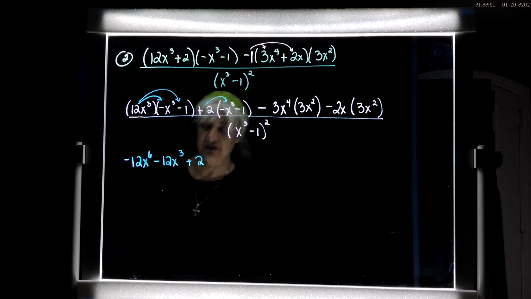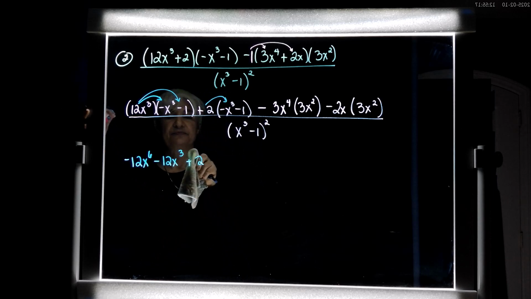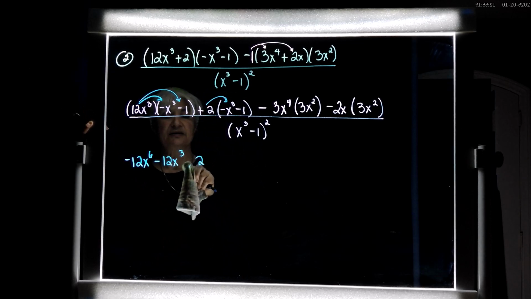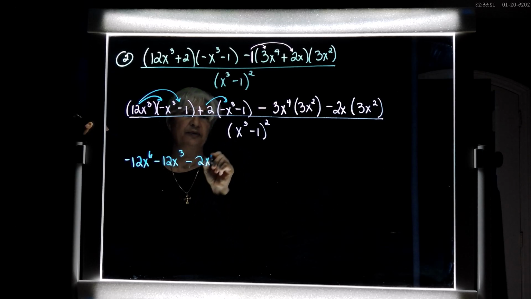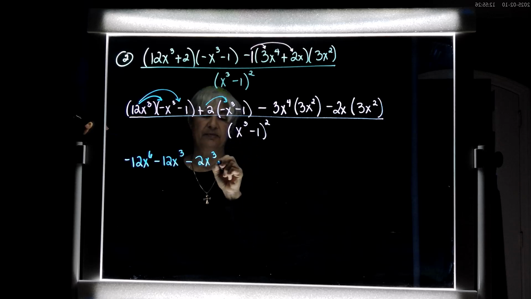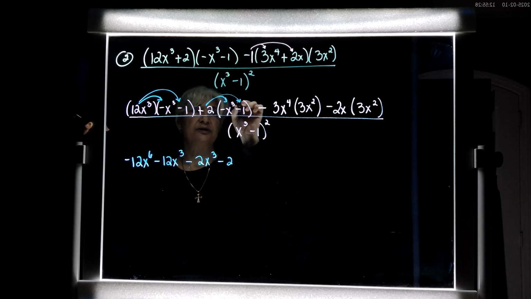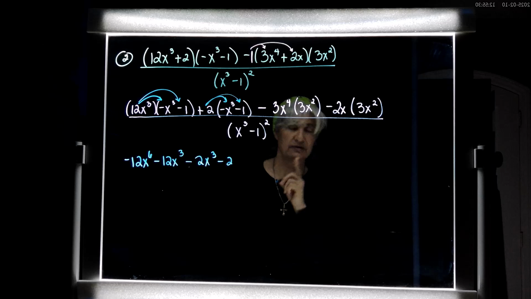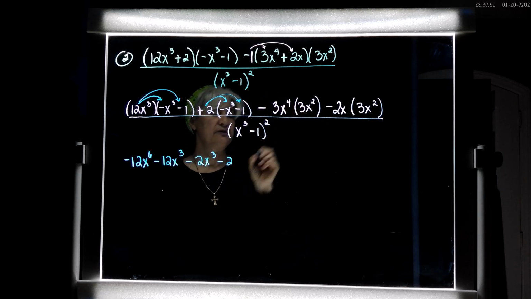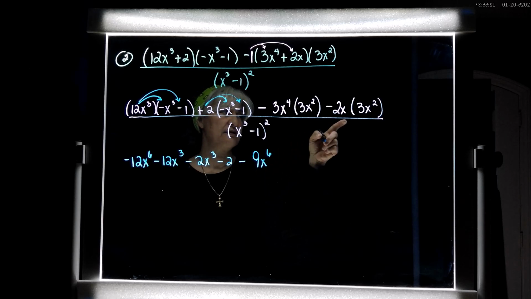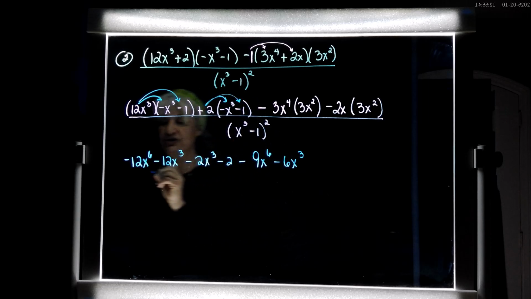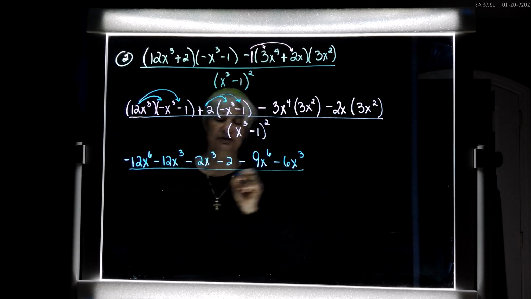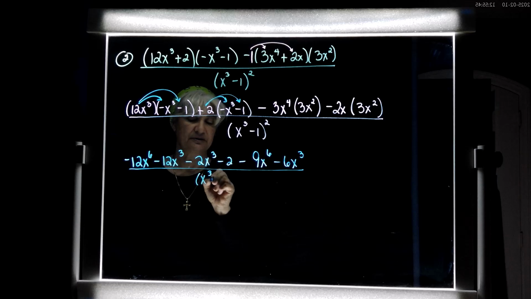Oh, it's not plus. Thank you. I heard you. That's not a plus 2, is it? Yeah, that's going to be a minus 2 x to the power of 3 and a minus 2 when you do the next one. How are we doing? Good? Okay. Here, minus 9x to the 6th minus 6x to the 3rd. Excellent. Good job, you guys. All over this lovely denominator.